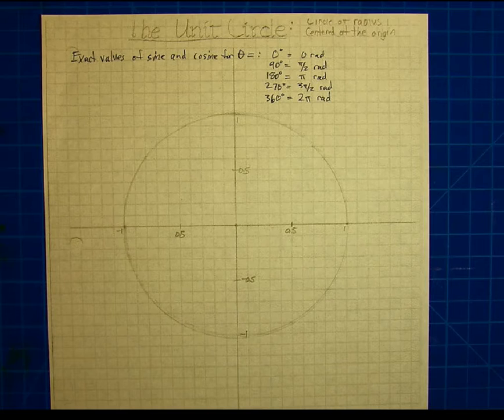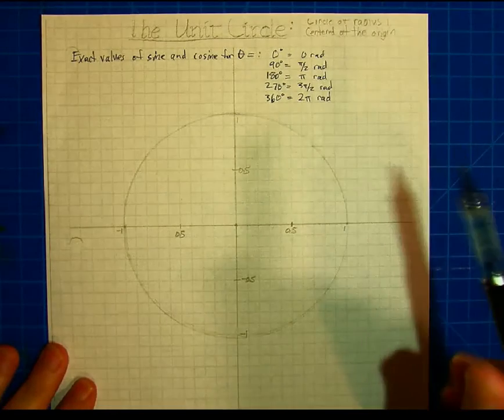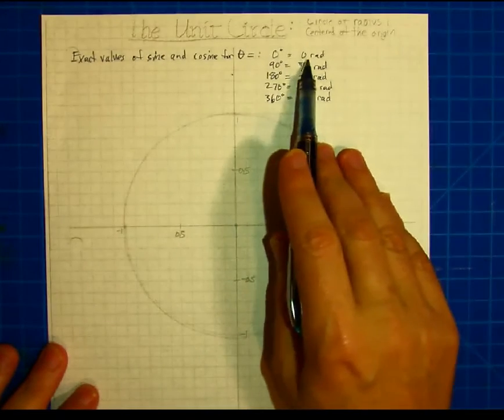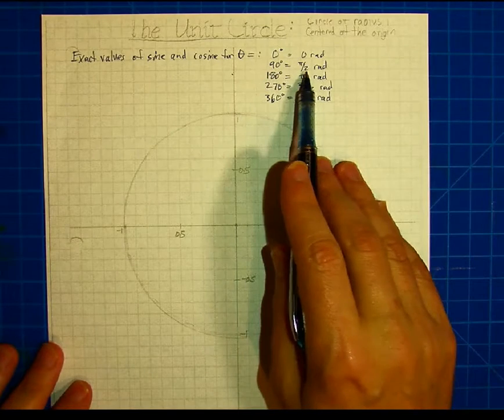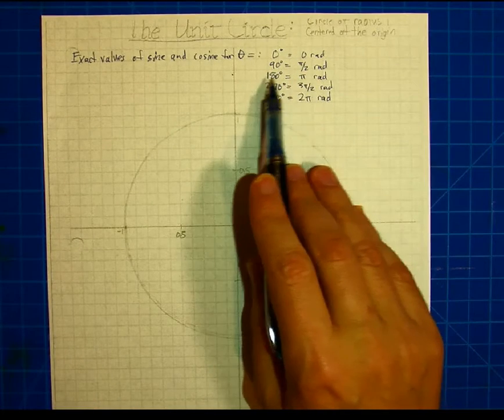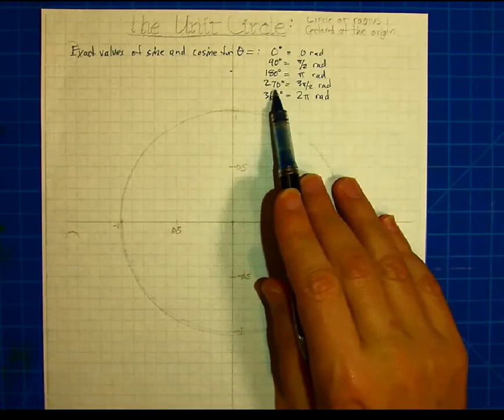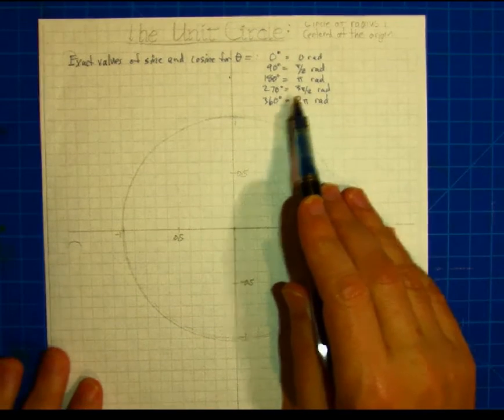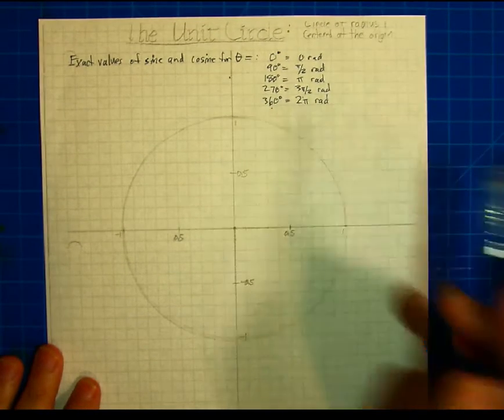There are some angles that work out nicely, and we can memorize the sine and cosine values for those angles. Let's start with the easiest one. We're going to look at theta equals 0 degrees, which is 0 radians, 90 degrees, which is pi over 2 radians, 180 degrees, which is pi radians, 270 degrees, or 3 pi over 2 radians, and 360 degrees, which is 2 pi radians.